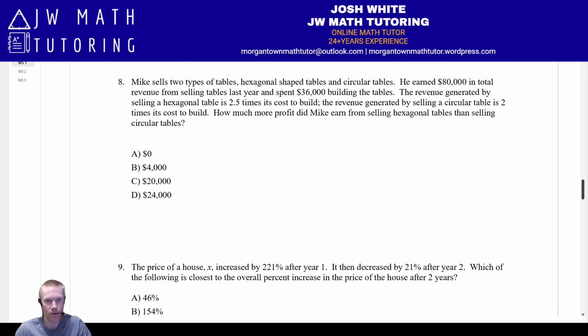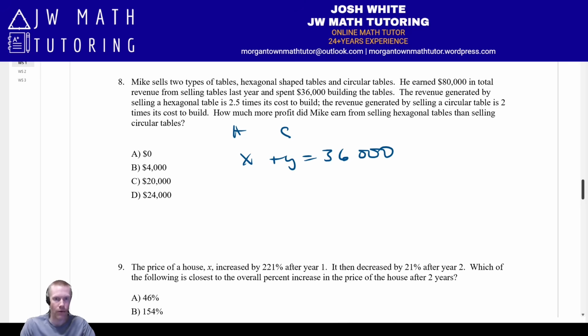I want to know how much more profit this person earned from selling one type of table than the other. Okay, so this is basically a system of equations you have to set up. The first equation is a cost equation, where the cost for x, which I'm going to use for the hexagonal, and y for the circular, total cost was $36,000.